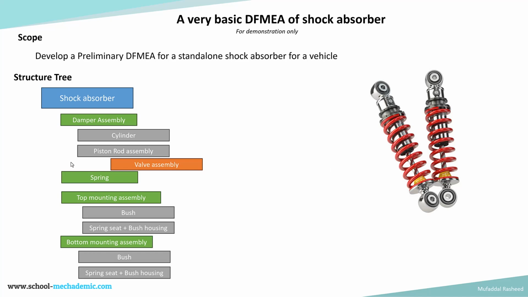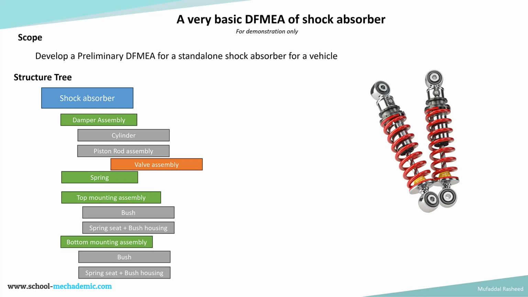And basically this is the assembly. This is a top level assembly. Damper assembly will have a cylinder, which is shown over here, which has a piston rod assembly, which is again over here, and that piston rod assembly will have a valve attached to it, which is doing all of the function of the damper. So the valve is performing the function of restricting the flow and hence creating the damping effect of the damper assembly.